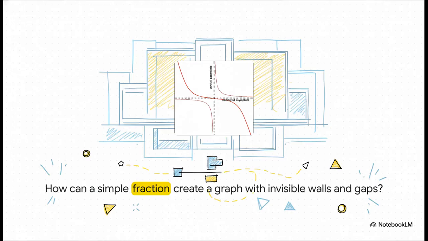So check this out. At first glance, it just looks like a curve, right? But look closer, it's broken into pieces. And it's like there are these invisible walls that the graph gets super close to, but somehow it never actually touches them. How does that even happen? How can a simple fraction create a graph with these bizarre gaps and boundaries? Well, that's exactly what we're going to figure out.